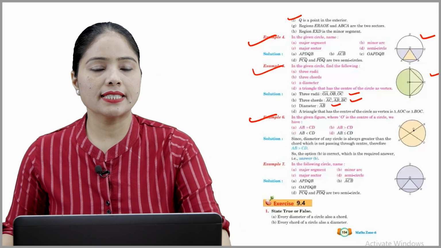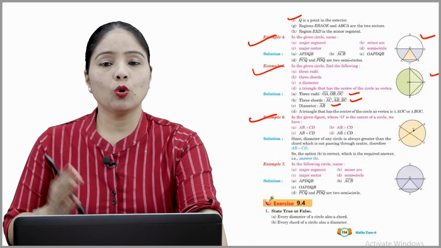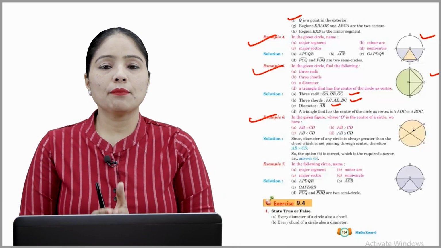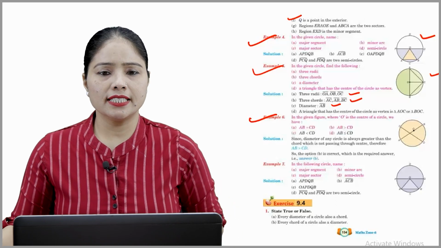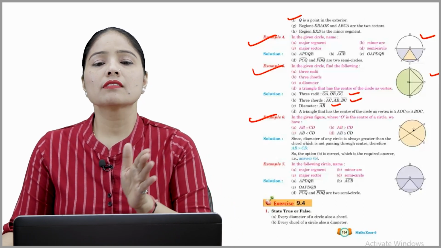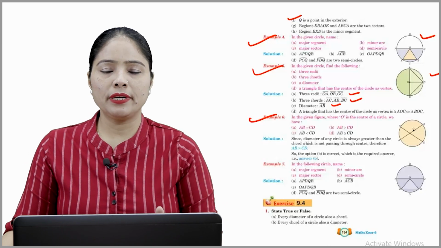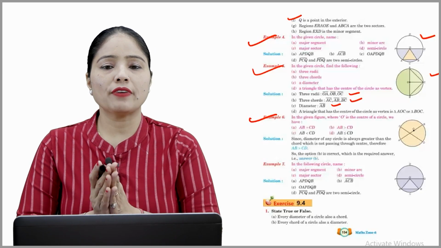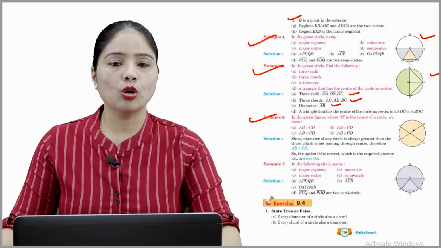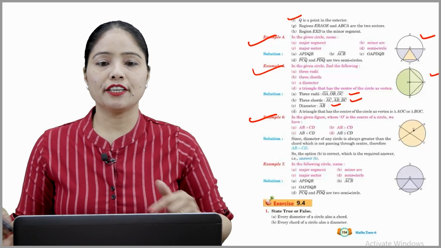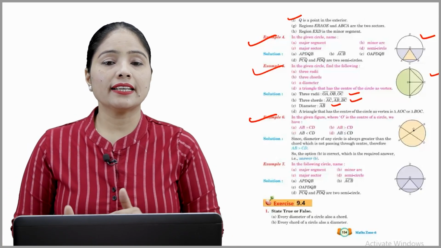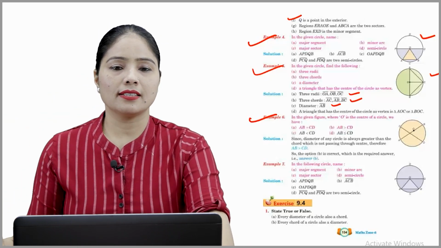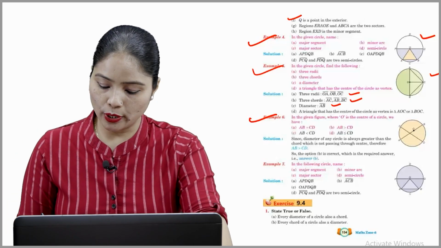So now example 6. In the given figure where O is the center of the circle, we have: A, AB is equal to CD; B, AB is greater than CD; C, AB is smaller than CD. So solution. Since the diameter of any circle is always greater than a chord which is not passing through the center, therefore AB is greater than CD. So option B is correct, which is the required answer. I hope you understood well.